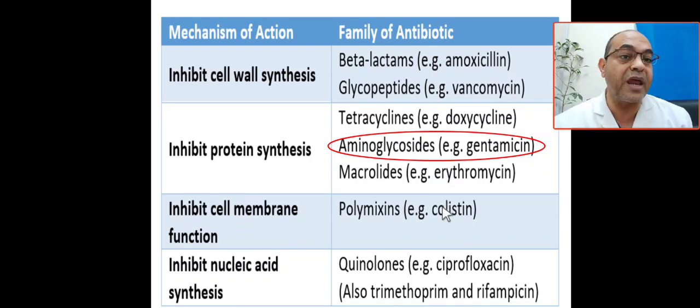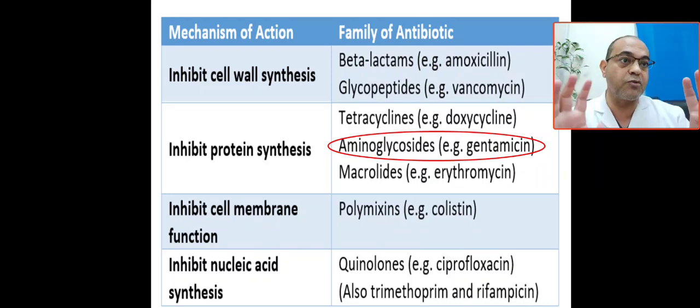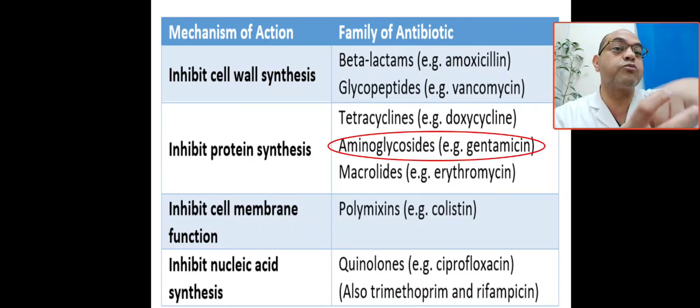Inhibit the cell membrane function: polymyxins, this is colistin. And inhibit the nucleic acid synthesis, RNA or DNA. RNA, it will be rifampicin, and trimethoprim, and quinolones like ciprofloxacin. This is to inhibit nucleic acid synthesis. So there are actually 4 mechanisms of action of the antibiotics: cell wall, beta-lactam and glycopeptide. Cell membrane, only polymyxin, and it will be colistin. It will act on the nucleic acid, RNA and DNA: ciprofloxacin and quinolone and trimethoprim and rifampicin. It will act on protein synthesis: tetracycline, aminoglycoside, and macrolides.